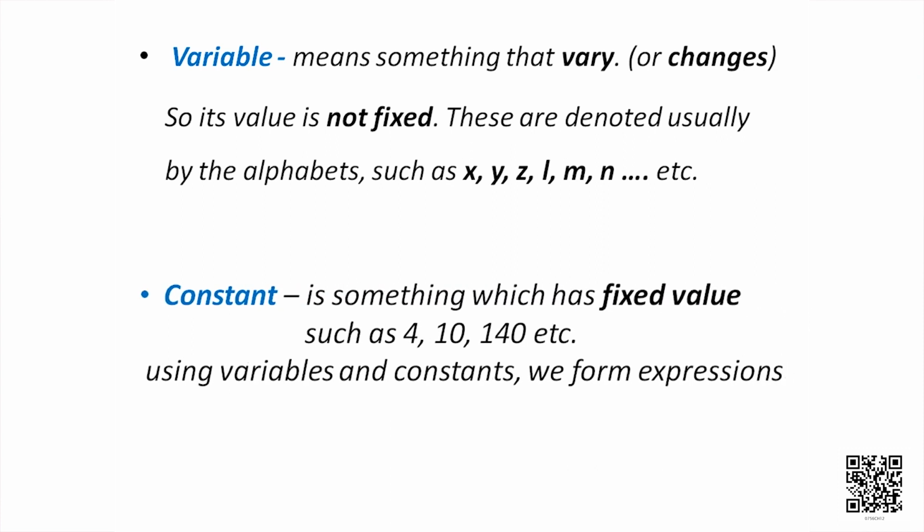And we have constant. So constant is something which has a fixed value, means its value will not change. It will have a fixed value such as 4, 10, 140, etc. So using variables and constants, we form expressions, and these expressions are called algebraic expressions. So we can say in another way, algebraic expressions.